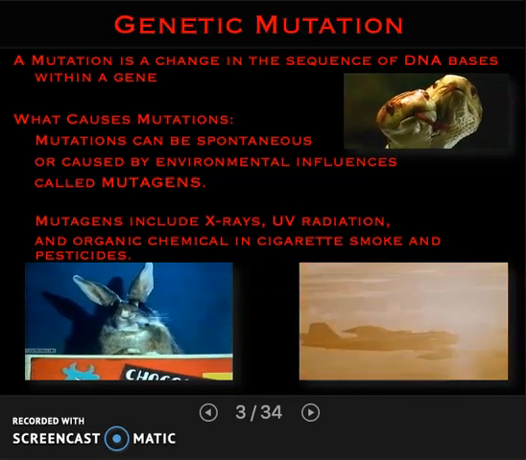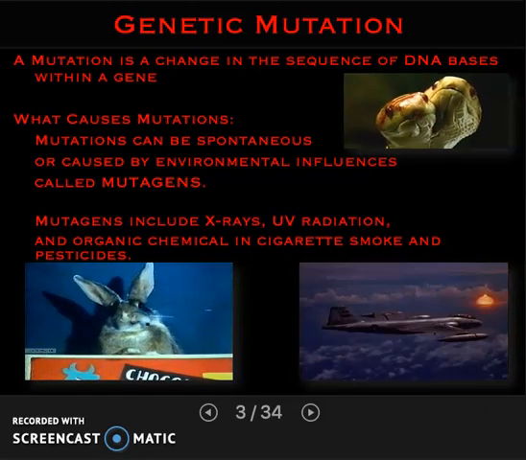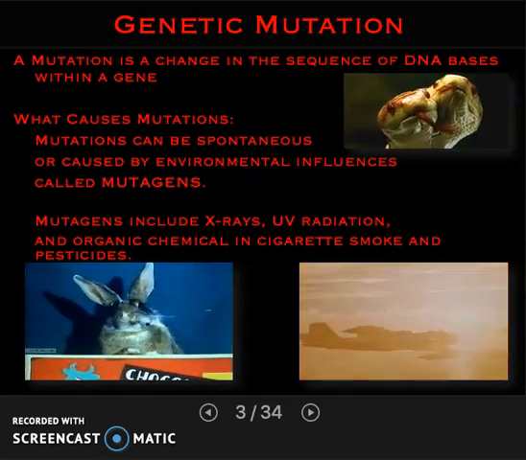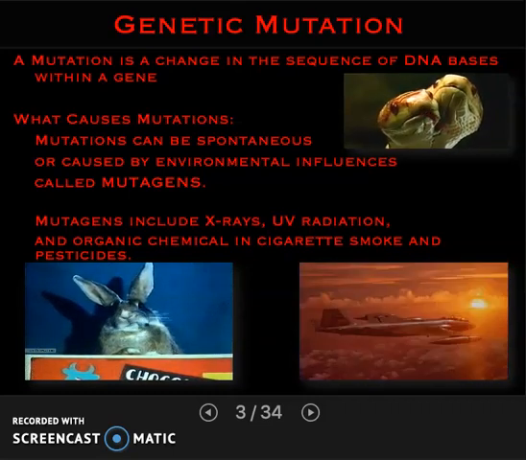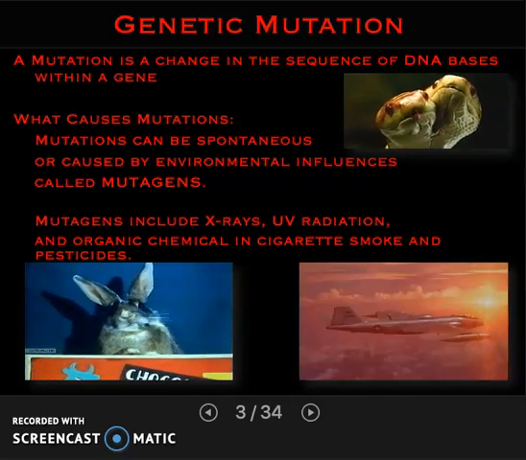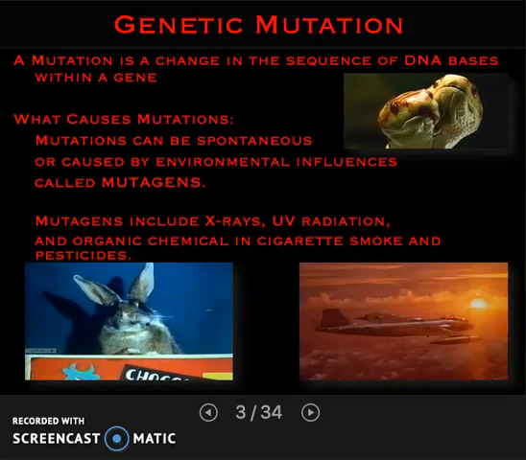And then another source is environmental factors called mutagens. Okay? So some powerful mutagens include X-rays and UV radiation, organic chemicals in cigarette smoke and pesticides. And so the question is, what's the most likely mutagen you're going to be exposed to today?